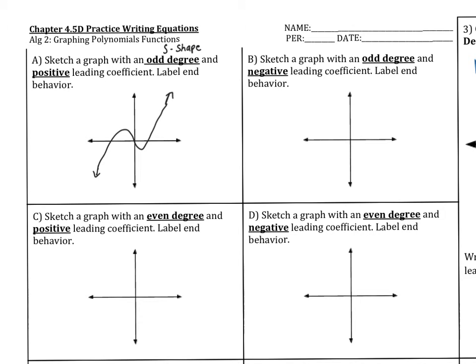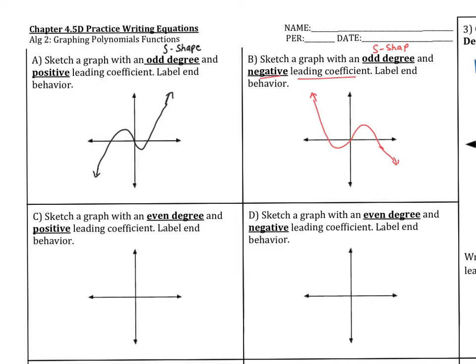For letter B, you're going to sketch a graph of a function which is odd degree, and it means it's an S shape. A negative leading coefficient means that it's going to rise on the left side and fall on the right side. So something like that.